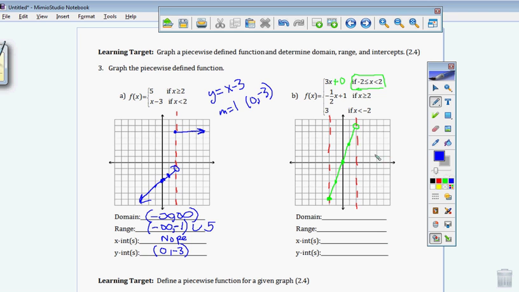Let me switch colors to blue here. There's something happening over here when x values are greater than or equal to 2. All right, now watch this. You got to be very careful here. You got to be like, okay, we got to graph this, but it gets confusing. So that's why I suggest you just do it in pencil and then erase.